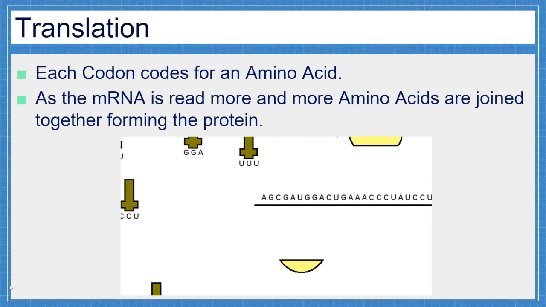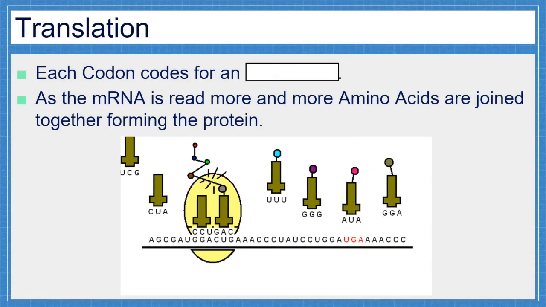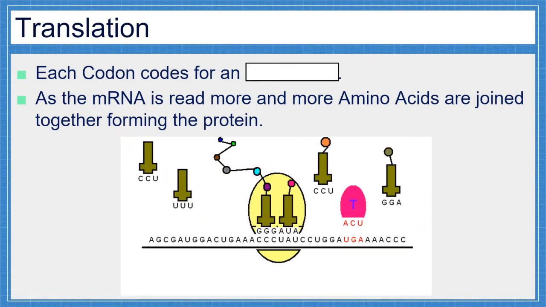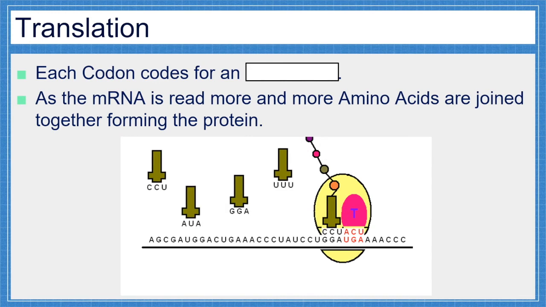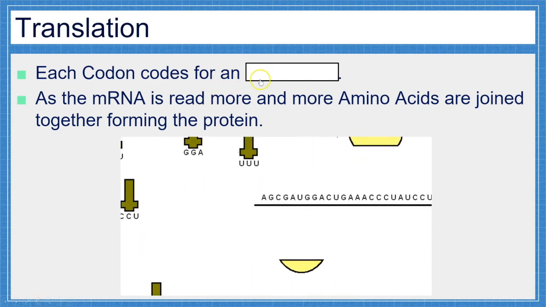Before I go much further, I do want to talk about what proteins are actually made up of, because you need to understand that to understand how we get there. Proteins are big, long chains of amino acids that are all joined together, and the way we get that chain of amino acids is by reading the mRNA. Like I was saying, each codon codes for an amino acid. As your mRNA gets read more and more, you bring in more and more amino acids, and they join together to form the protein.